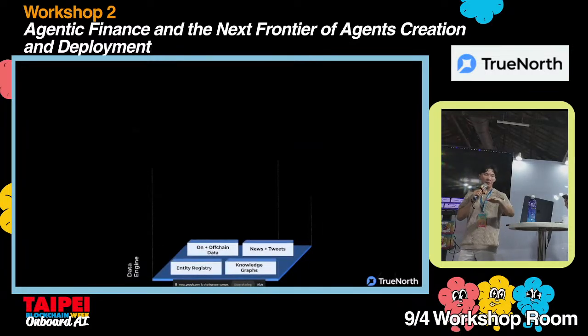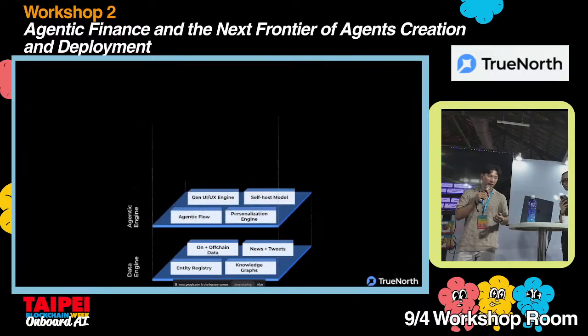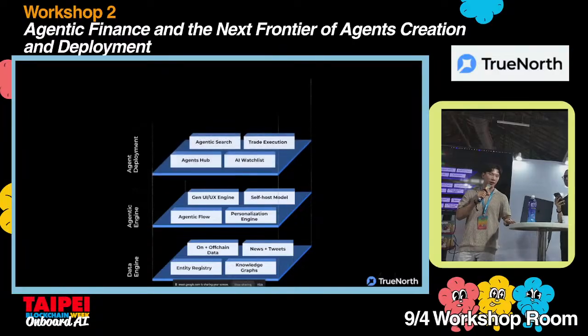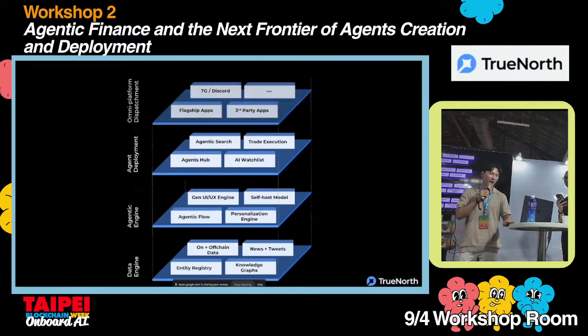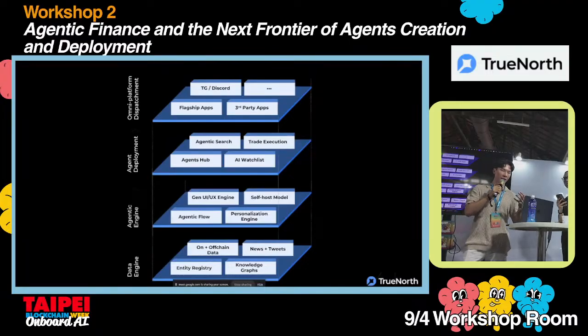And we're doing this layer by layer. So at the base of everything, we have a data foundation. We're ingesting on-chain, off-chain data, news, tweets, knowledge graph, and also entity registry. And on top of that, we have our agentic layer. We have agentic flow, GenUI, personalization. And then on top of that, we have application. We're serving the agents, and then we're servicing that onto our app, as well as TG and Discord.